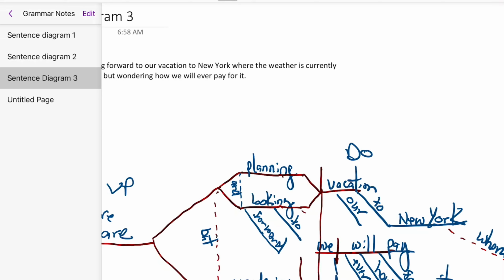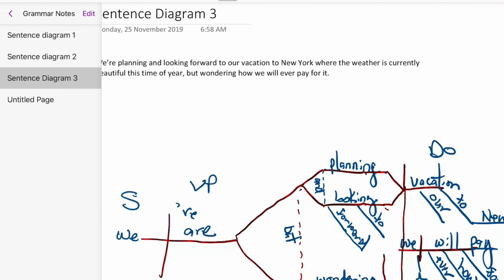Now we're going to have, let's go back to our verb. We are looking forward to. So looking forward to is going to be our verb phrase. Looking is our verb, forward and to, we're going to treat those as adverbs. Actually, forward's going to be an adverb. We're going to treat to as a particle, looking to. You could consider it as a phrasal verb.